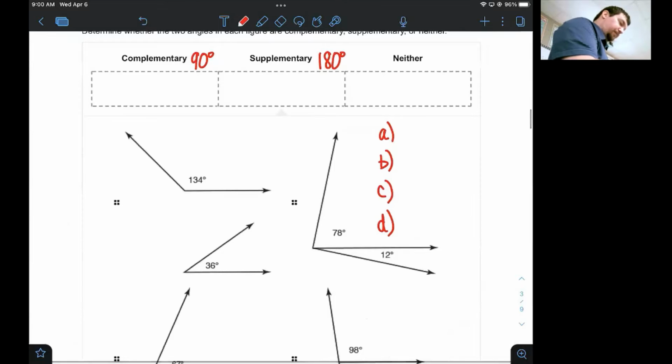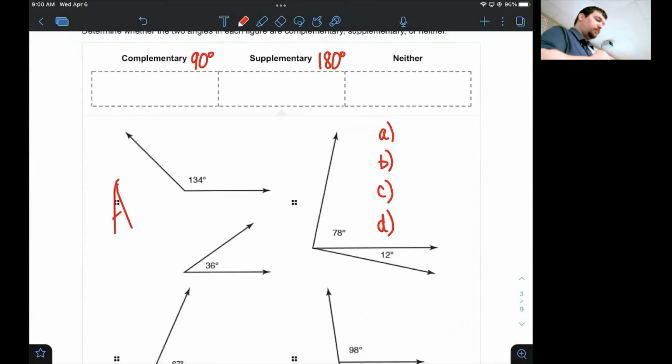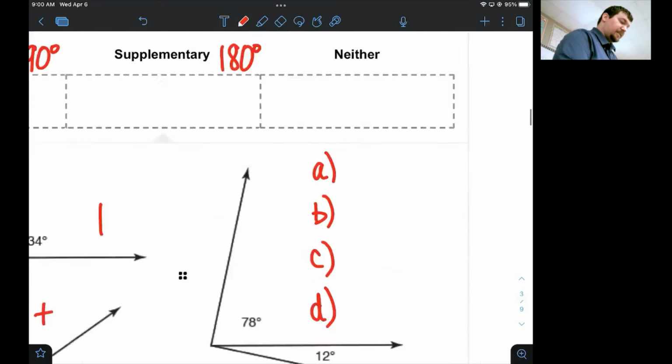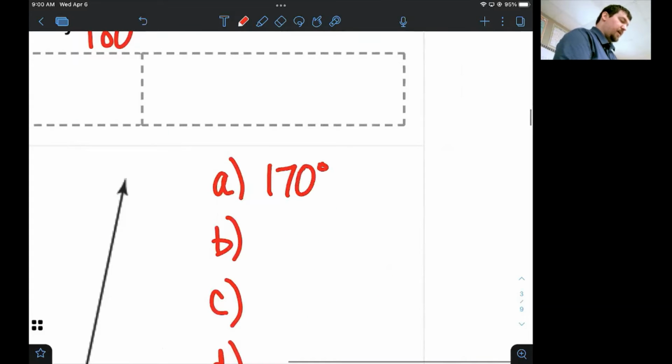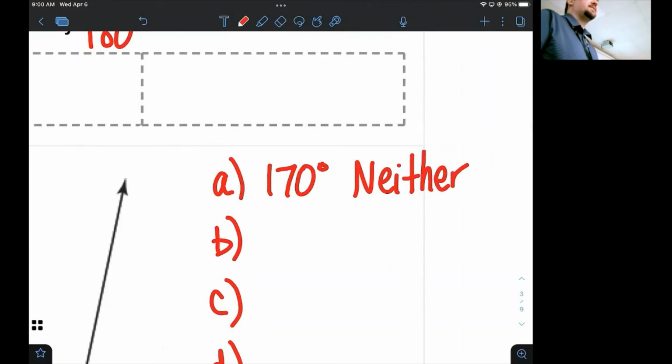So for the first one, we'll call this one A. Sierra, can you tell me what 134 plus 36 is? I'm looking for 90 or 180. If it's not that, then it's going to be neither. 170. Okay, so for A, we'll just write 170 degrees right there, and then we can just put neither. That way I can see what it added up to. On your test, I'm going to ask you to do the same thing. Show me what they were, and then put the neither.